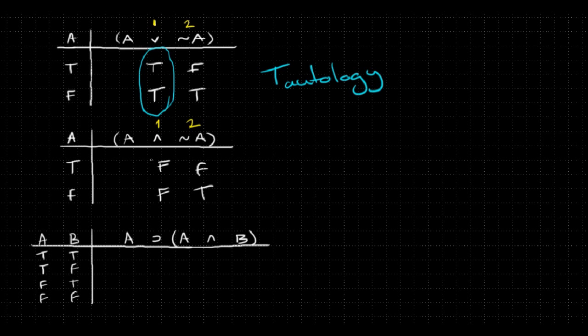So here we've got all falses in the column underneath our main operator. We'll call any formula like that a contradiction, because there's no possible scenario in which it can turn out to be true. It's false by virtue of its very meaning.